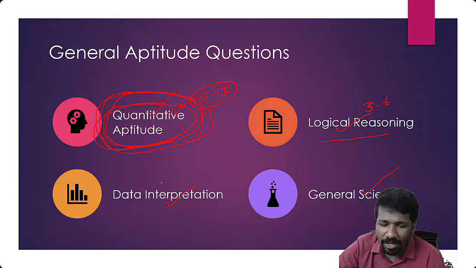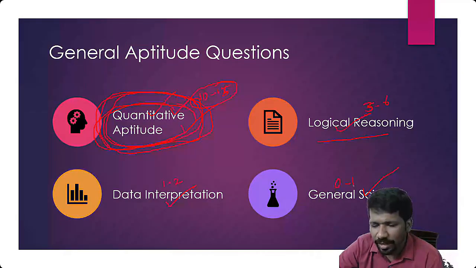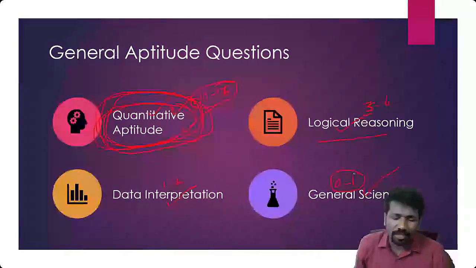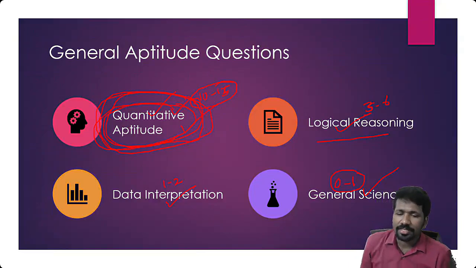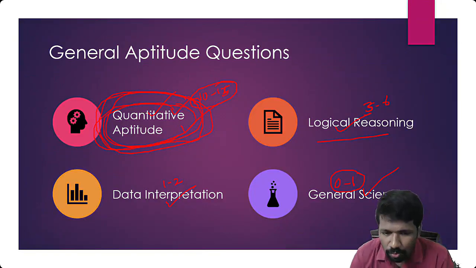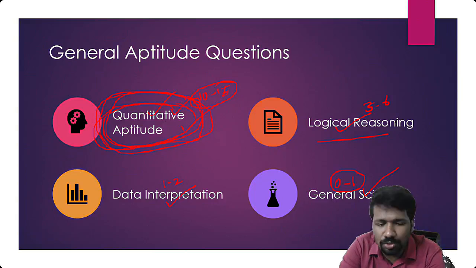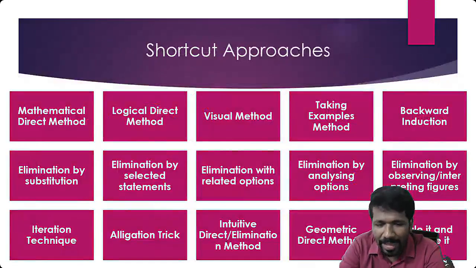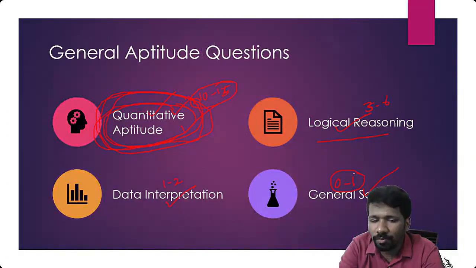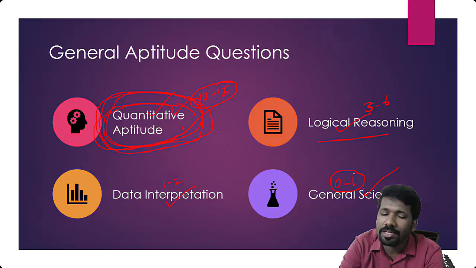And data interpretation, बार ग्राफ, लाइन ग्राफ, ऐसा ग्राफ्स को एनालाइज करना या डेटा को इंटरप्रेट करना, उसका 1 or 2 क्वेश्चंस आ सकता है. जनरल साइंस, नाउ द लेटेस्ट पैटर्न के अकॉर्डिंग 0 to 1 क्वेश्चंस ही आ सकता है ये चैप्टर से. 0 to 1 क्वेश्चंस. So quantitative aptitude is the most mark consuming section, but math background कम है तो you have to invest more time to tackle this section.